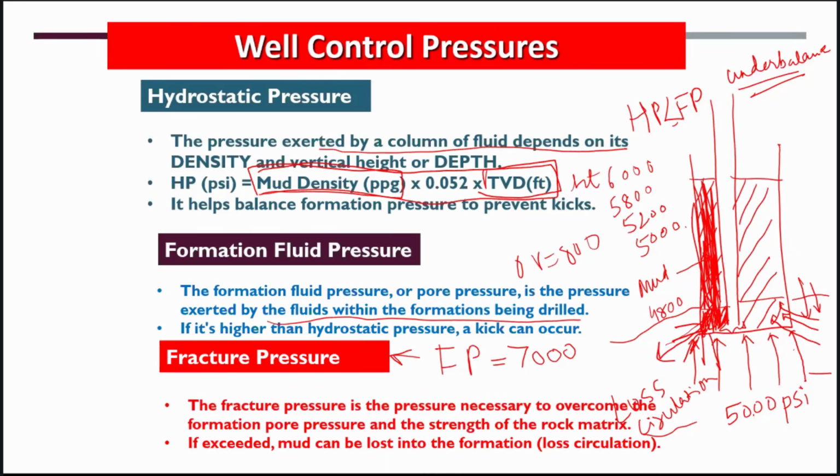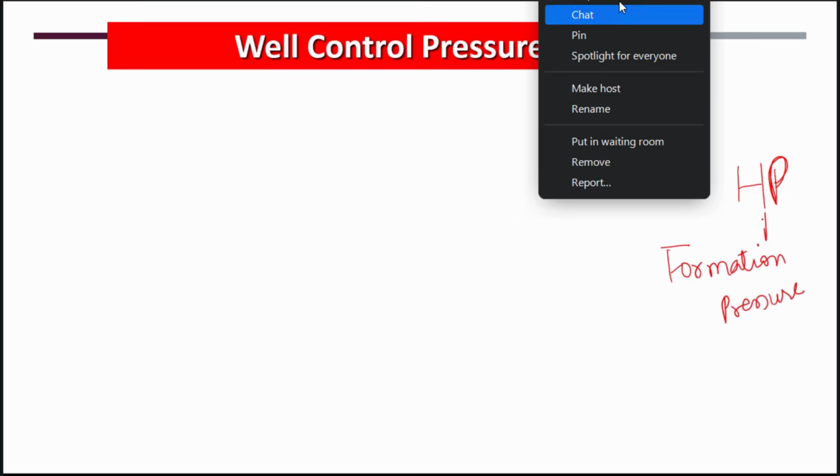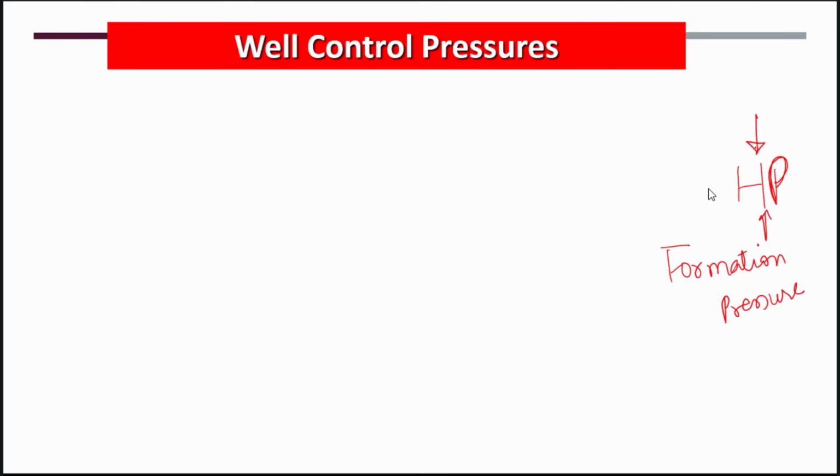Fracture pressure is the pressure which is necessary to overcome the formation pore pressure and the strength of the rock matrix. And what will happen if you exceed this fracture pressure? Mud will be lost into the formation. So we don't want this situation either. We don't want to lose our drilling mud and we don't want to go underbalance. So our hydrostatic pressure should be above your formation pressure, but it should be below your fracture pressure.